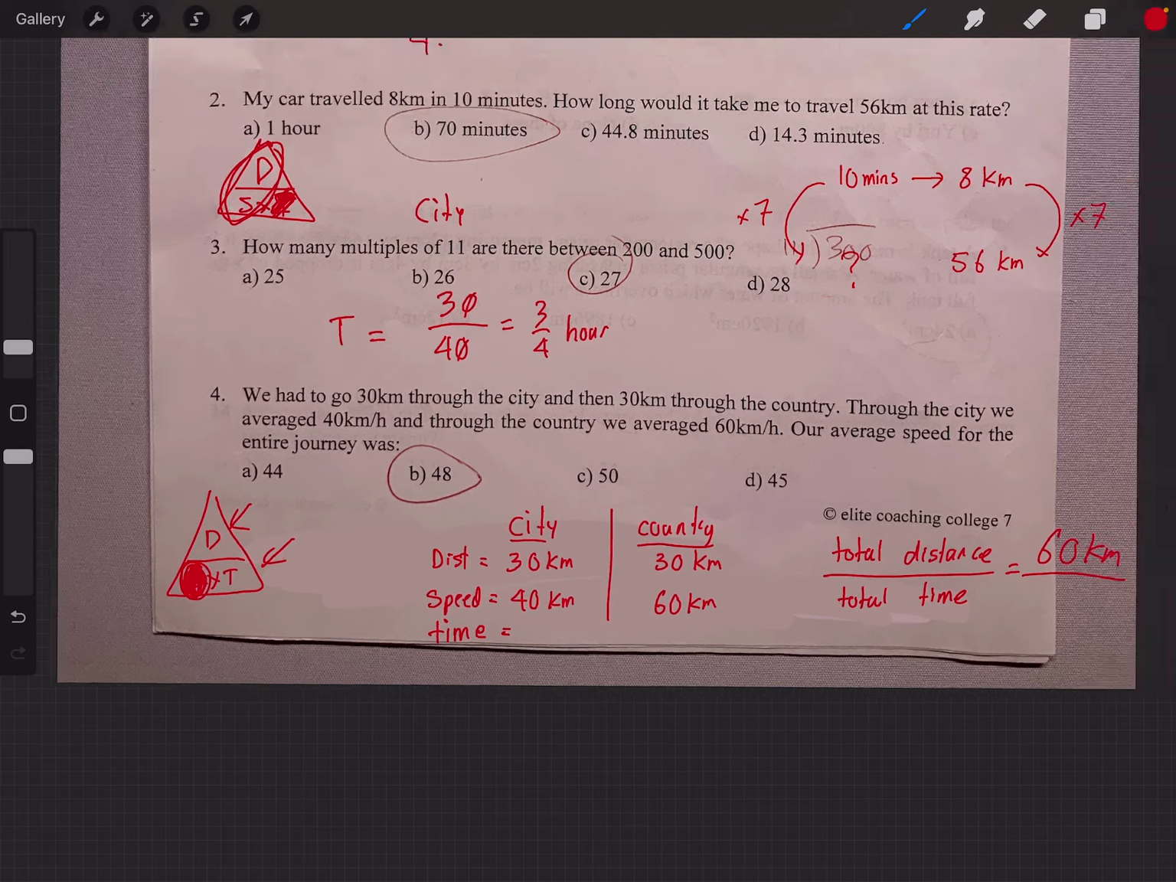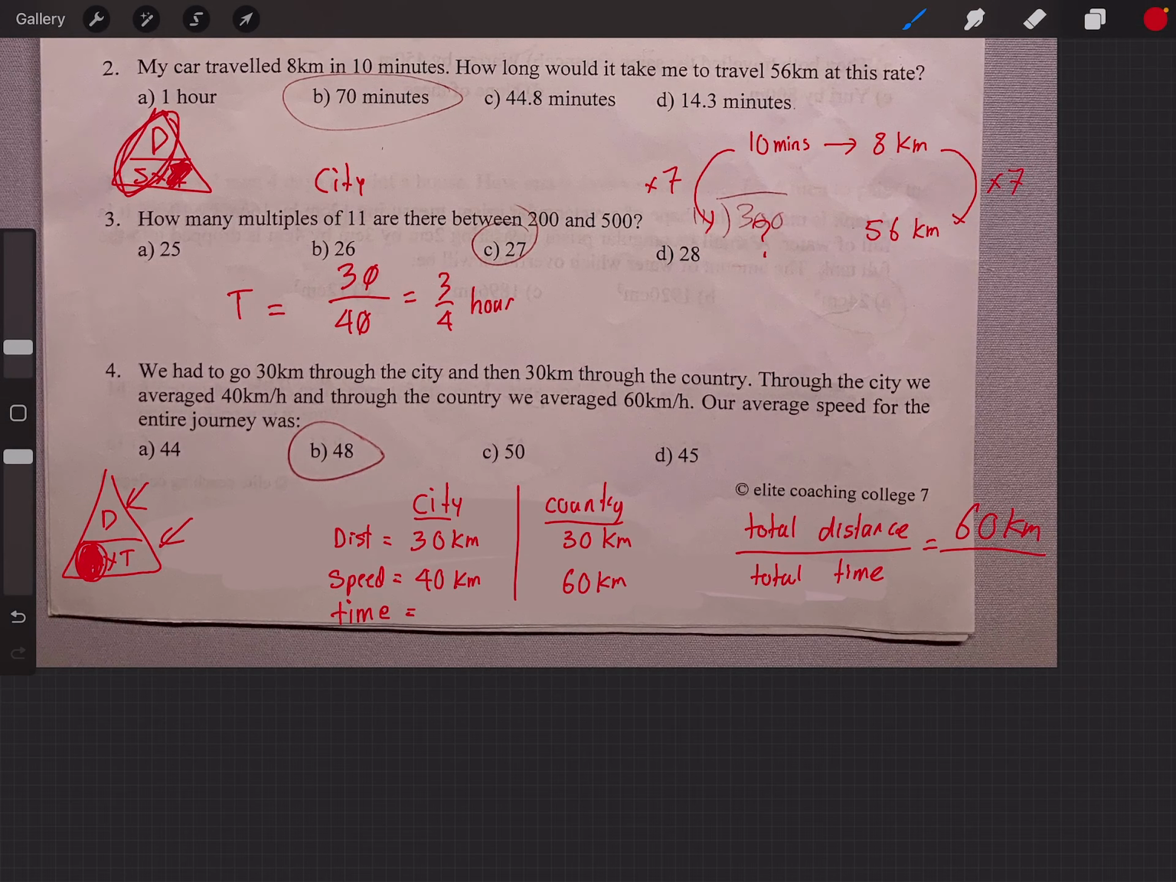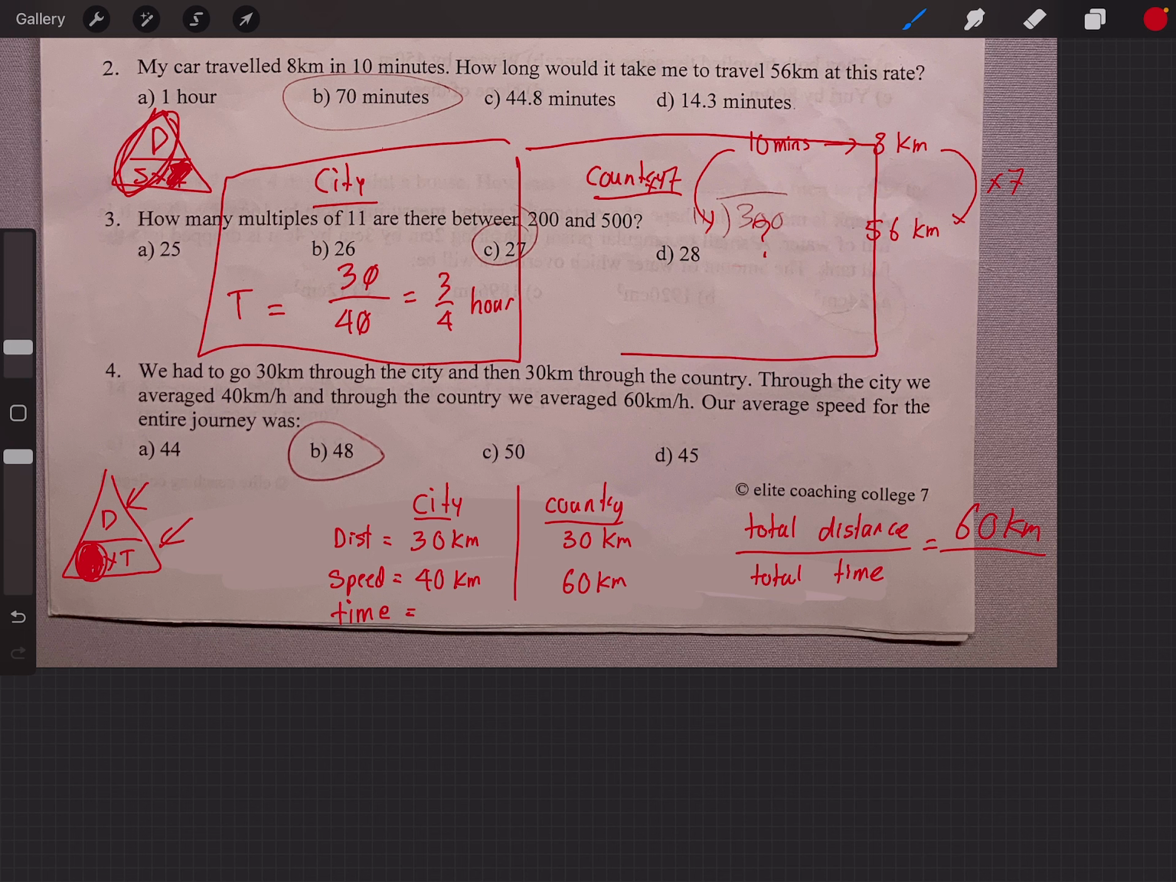Okay, so that's for the city. Now for the country. To find the time taken to travel in the country, we know that the distance was 30, so we take 30 and divide it by the speed, which is 60. So 30 over 60, let's just cross out the 0, so that's 3 over 6, which simplifies to a half. It took us half an hour.